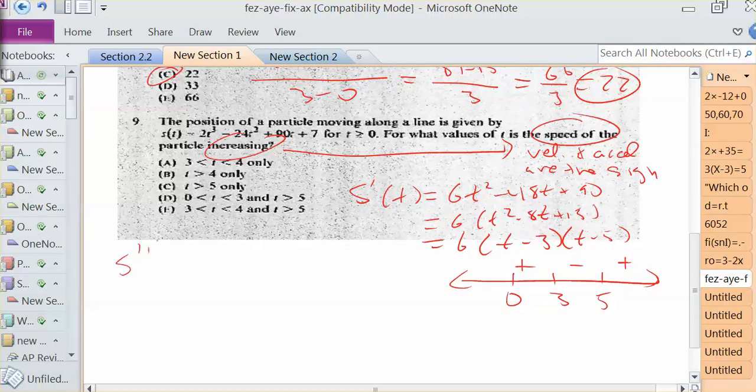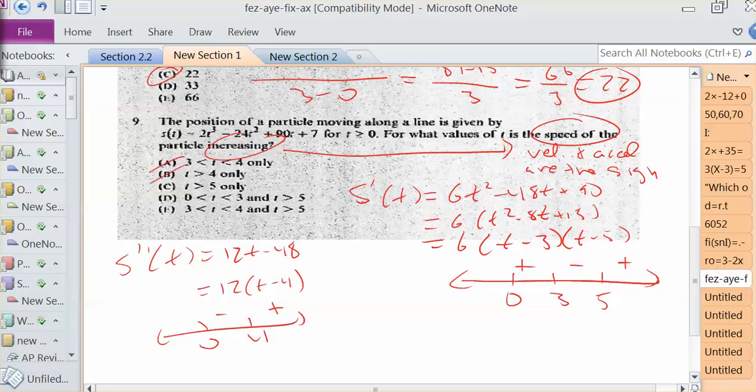Then the second derivative is 12t minus 48. Factor out 12. So that's acceleration, right? It's positive when t is greater than 4 and negative when t is less than 4. If we look at the choices, when t is greater than 5, of course they're both the same sign, so I like that. I'm going to get rid of A and B. And if I look more closely, between 3 and 4, velocity and acceleration are both negative, so that's also increasing speed. So the answer is E.